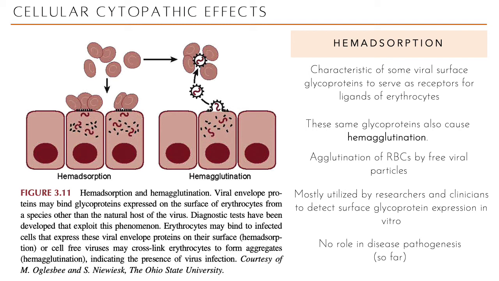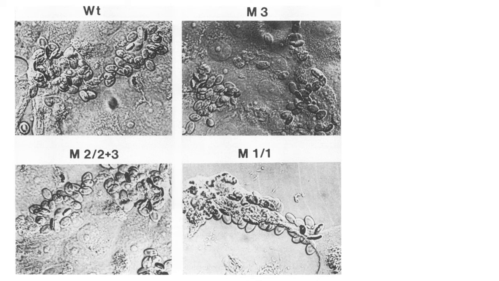However, influenza virus, for example, has hemagglutinin proteins on its surface, which can cause hemagglutination of the RBCs and have some role in pathogenesis. But hemadsorption by itself, they say, has no role yet for now. They haven't discovered it yet. If there are viruses that, when they infect the body, cause hemadsorption, they just saw that this is a characteristic shown by viruses in the laboratory. Okay, this is an example of that.